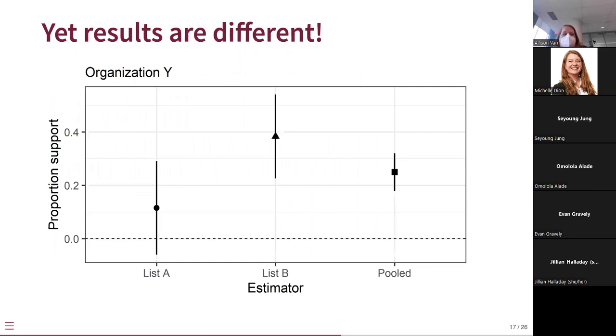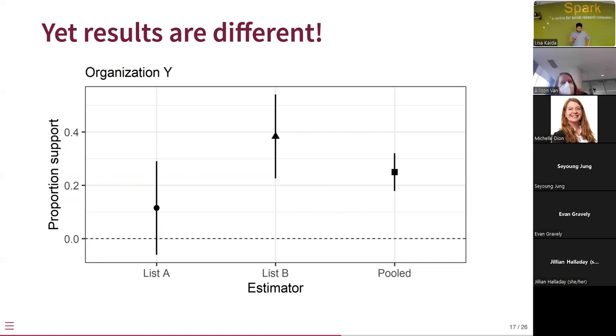So what the problem is here is that from list A only, we don't know if that proportion is different from zero. You have confidence intervals that are overlapping with the dashed line there that is zero. List B is saying, well, there's maybe about 40% of the people who support this organization. And then when you pool these two together, you get an answer that's a little lower than 30%. Well, how do you believe this estimate? If one difference in means tells you, well, this is not different from zero, and the other one tells you it's maybe a little bit lower than 40, how can you believe the average of the two?